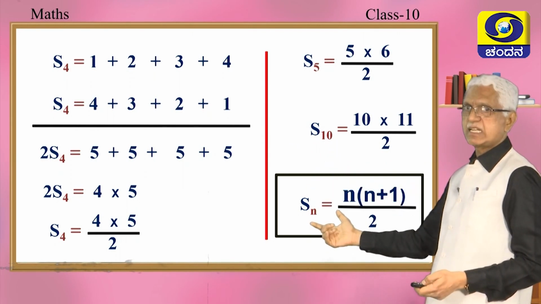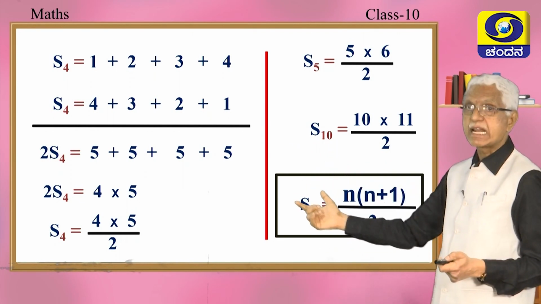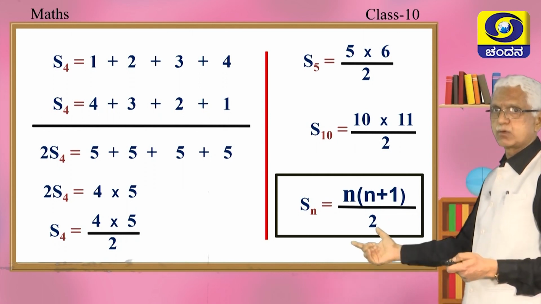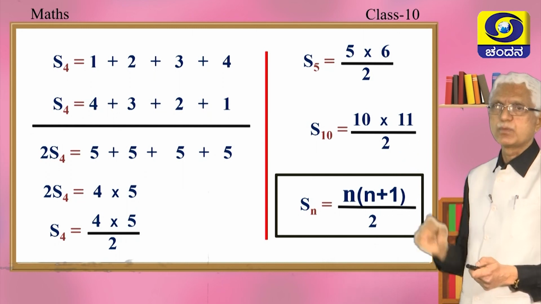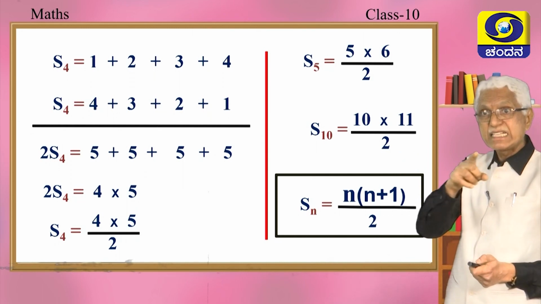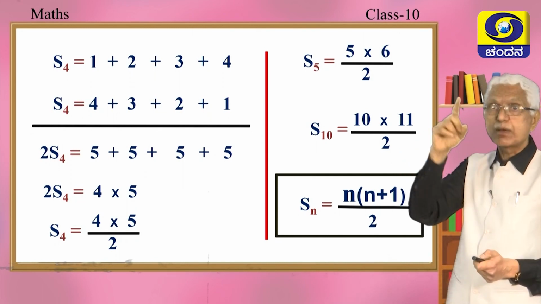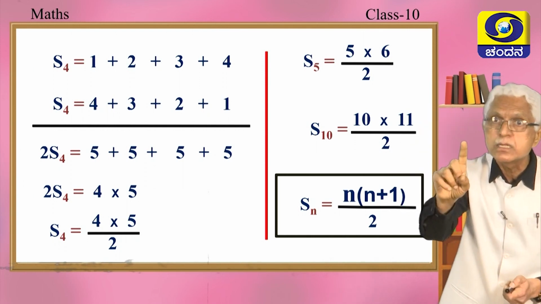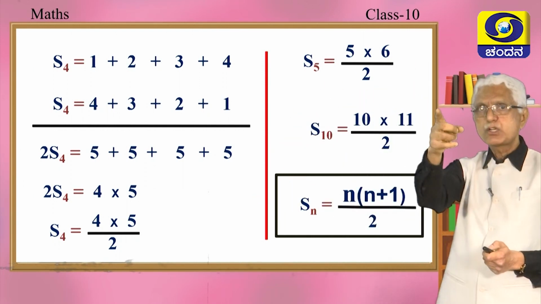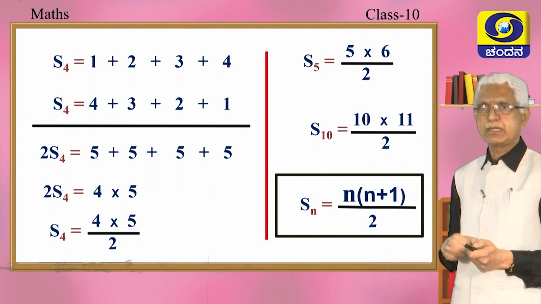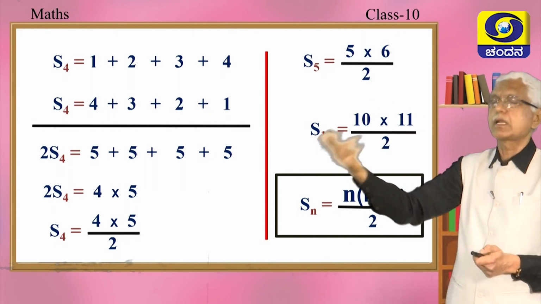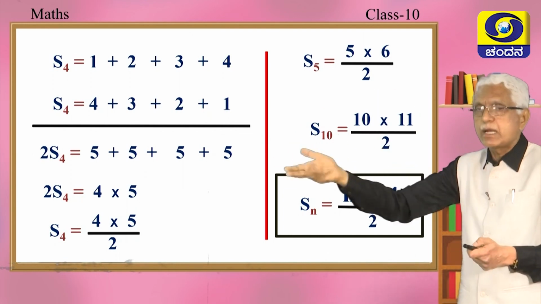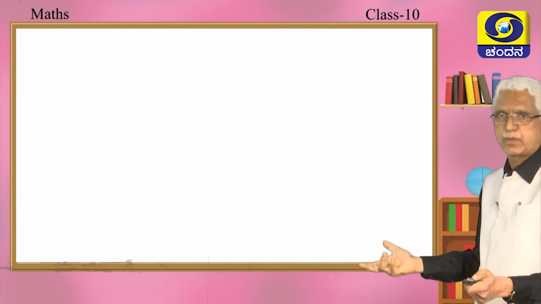In general, Sn is equal to n into n plus 1 by 2. That is the formula for finding the sum of natural numbers starting from 1 to n. 1 to 4, 4 into 4 plus 1 by 2. 1 to 5, 5 into 5 plus 1 by 2. 1 to 10, 10 into 10 plus 1 by 2. 1 to n, n into n plus 1 by 2. Obviously, that is the formula, my dear children.